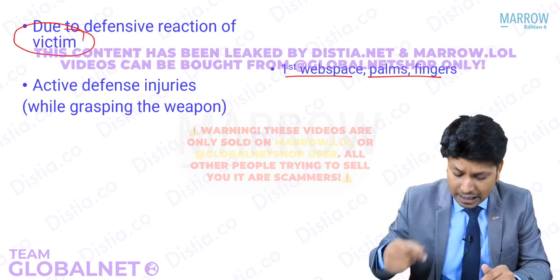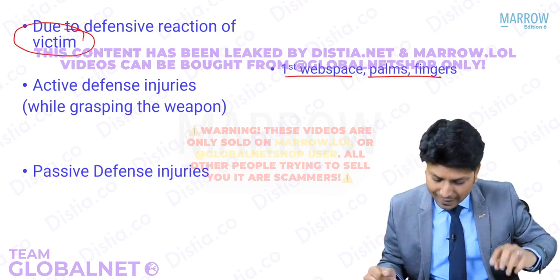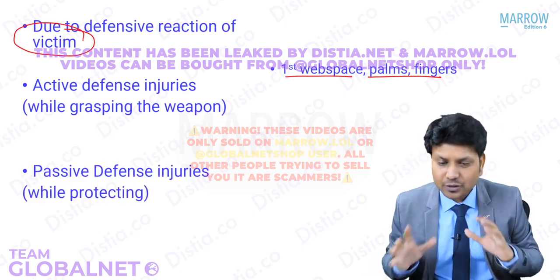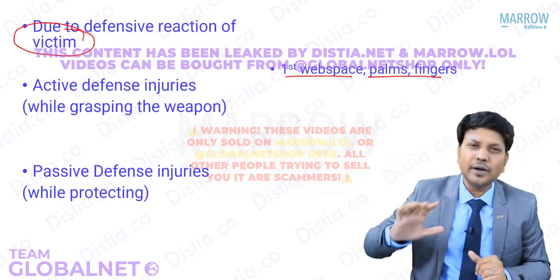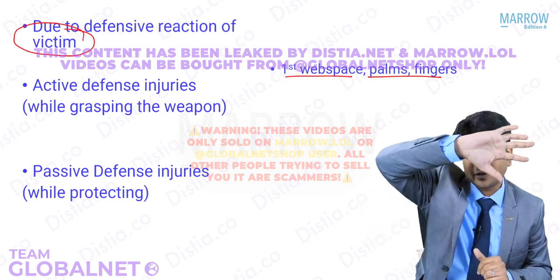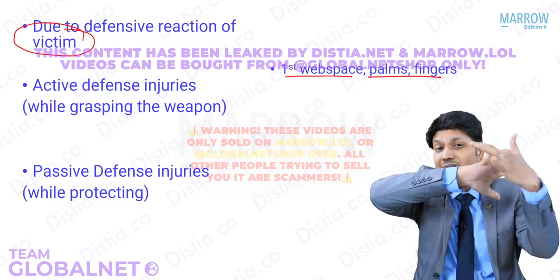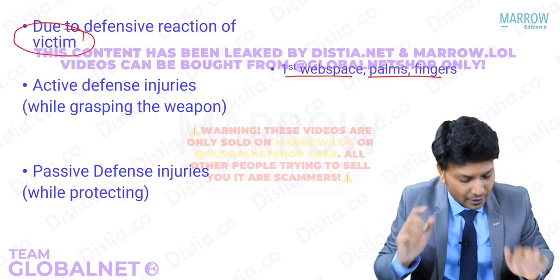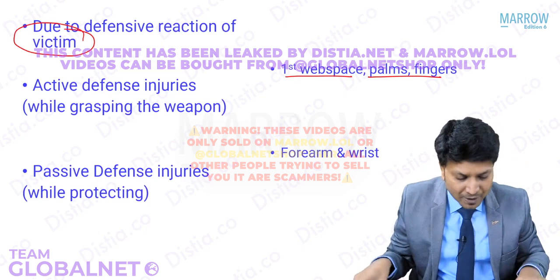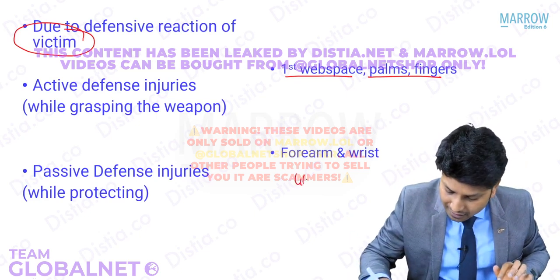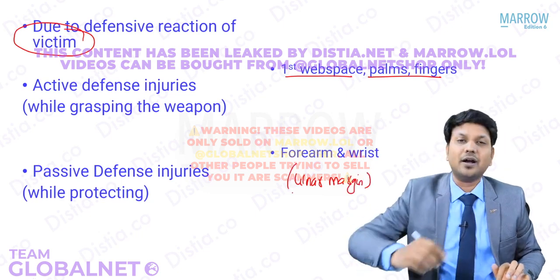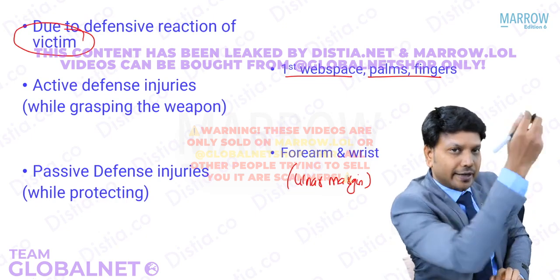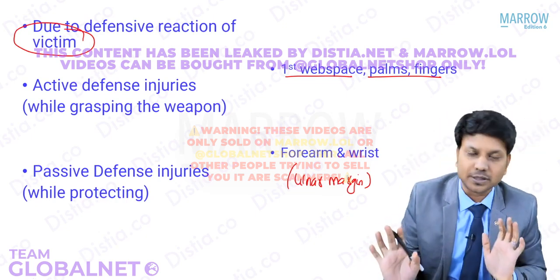There is another type of defense injury, that is passive defense injury, wherein you try to protect yourself. Normally we try to protect the face. When you lift your hand to protect your face, the forearm will get injured. That is important. Particularly the ulnar margin of the forearm will be injured, not the radial margin. You cannot defend yourself by showing your hand like this. That is not possible.